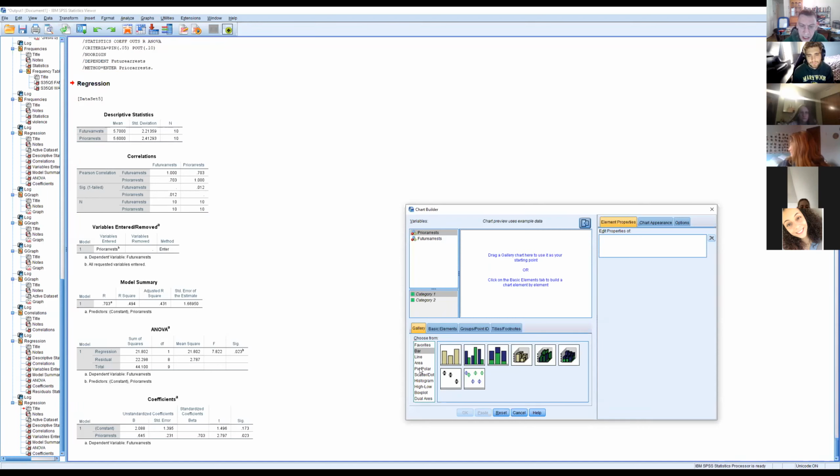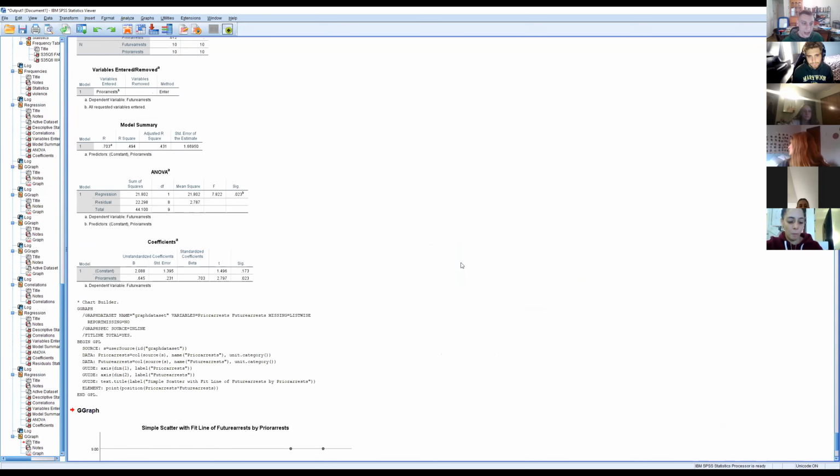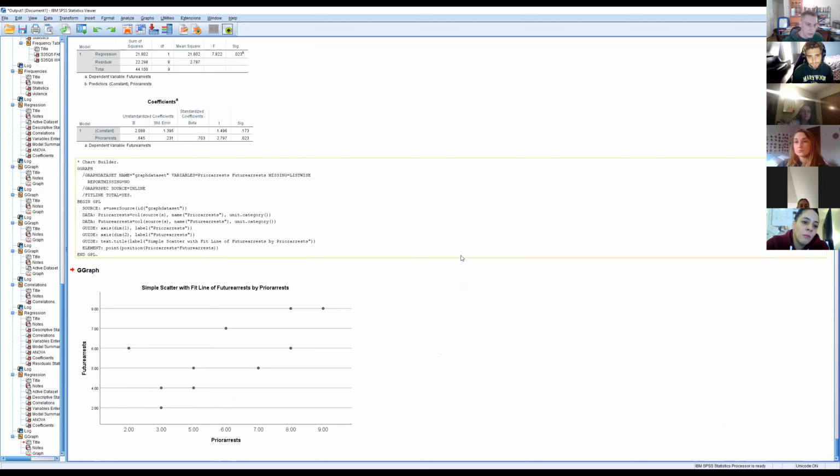So when you go into this, you can go into where it says scatter or dot, and you can request right here the scatter plot with the line of best fit that's going through it, and then you can drag it over there. And so on our x-axis, that's the independent variable. So we want to put our prior arrest there, and then the y-axis over here, this is the dependent variable. And so we want to put future arrest there. And then we go ahead and hit OK. And so we'll just examine this first.